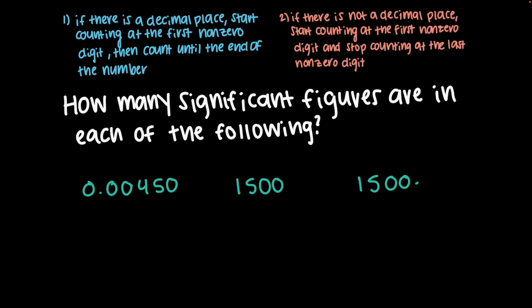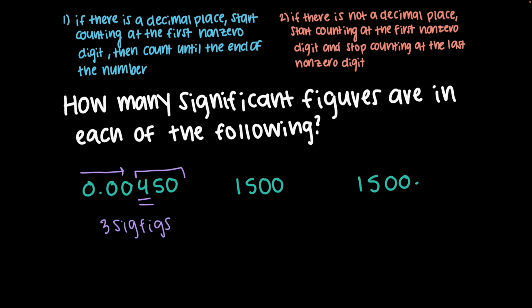In this example, we are going to use the two rules that we have to figure out how many significant figures are in each of the following numbers. For the first number, 0.00450, I'm going to start scanning from left to right, so the first non-zero digit that we see will be the 4. I'm going to start counting at the 4 and stop counting at the end of the number because this has a decimal place. Counting those values, we have 3 sig figs.